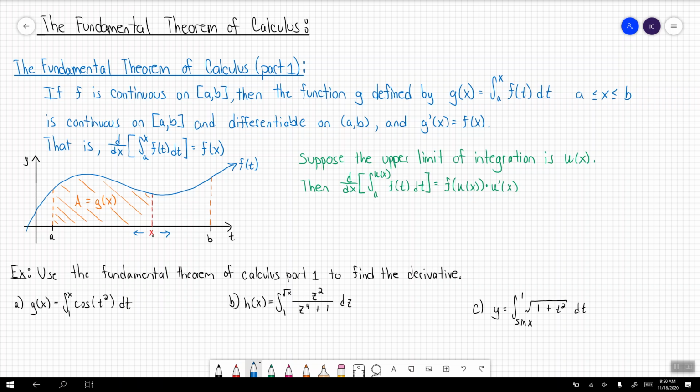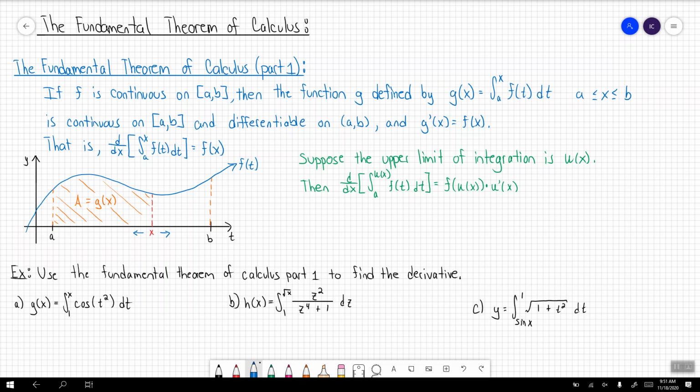And if x is movable between the value of a and b, then that means this area is just going to be produced as a function of x. Now, we know that the area underneath the curve is represented by an integral. However, in this particular case, that area is being modeled by this function g of x. And so as x is either getting smaller or increasing, this area is going to be doing the same. Therefore, we can model this area by some function. And so that's what the fundamental theorem of calculus part 1 says.